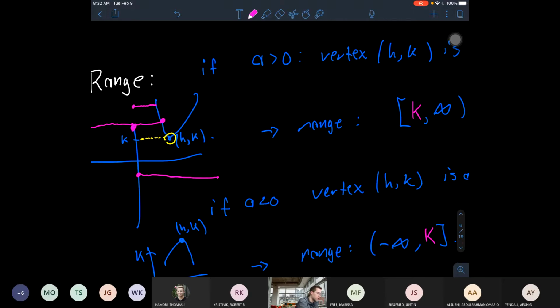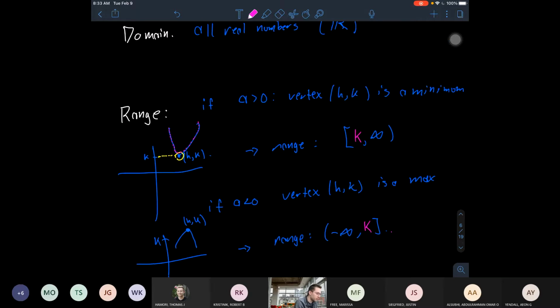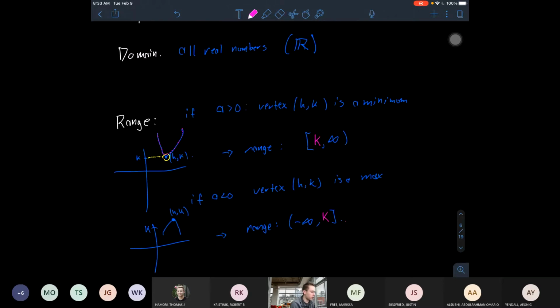So if we were to collect all of these points along this parabola, and write down the collection of all of those y values, we know that the lowest one is going to be at the vertex, and the highest one, well, there is no highest one. It's just going to go up to infinity. Okay, so that was about the range of a quadratic function.